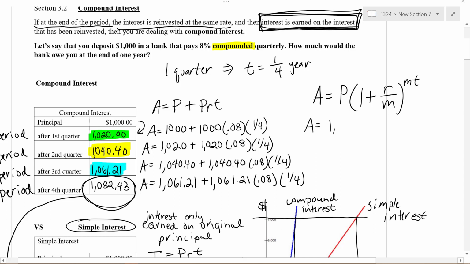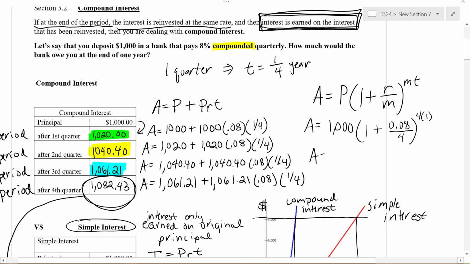Okay, so our original principal was $1,000 plus the r value, which is that interest rate written as a decimal, divided by m. M is the number of times the interest is compounded per year. So we're talking about quarters. We did that 4 times a year. In this example, our m value is 4. So our exponent would be 4 times how many years? Well, our t value is 1 because we only did that for 1 year.